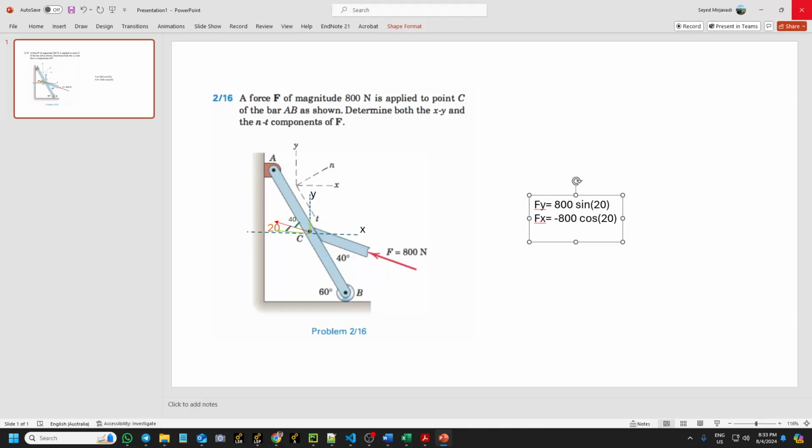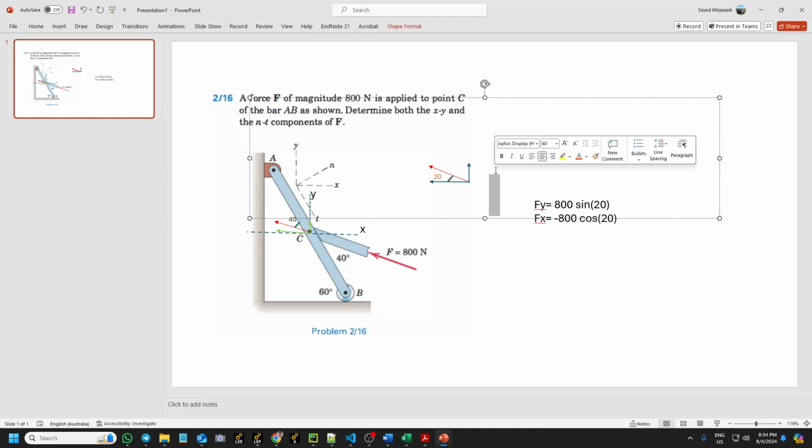Now let us show you the vectors. This is the F. It should be a little like this. Or maybe it's better to copy this. I just moved the F here to have a better view. This is the X component and this is the Y component.